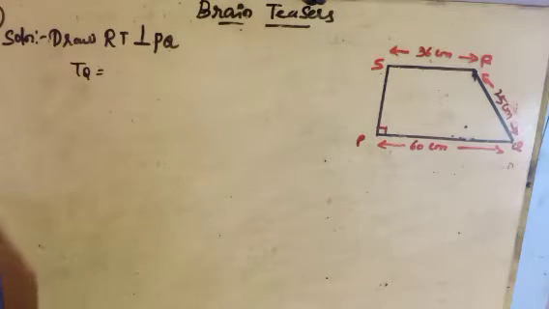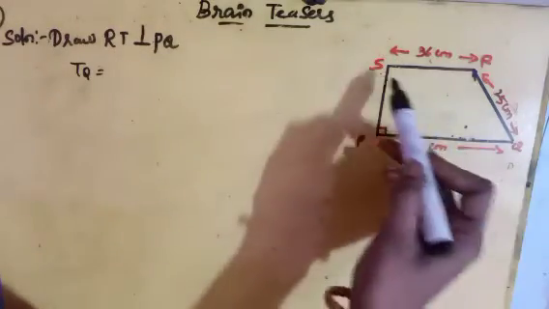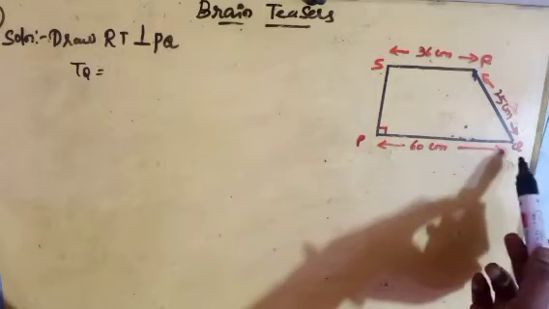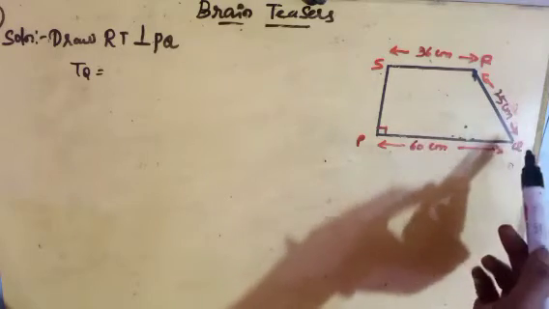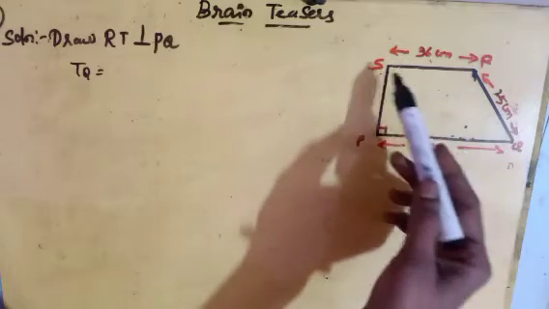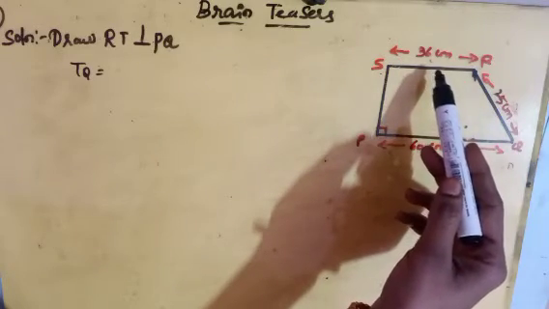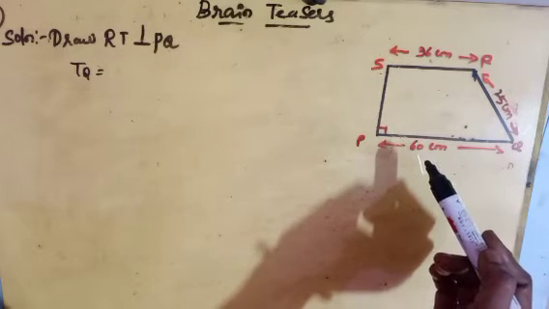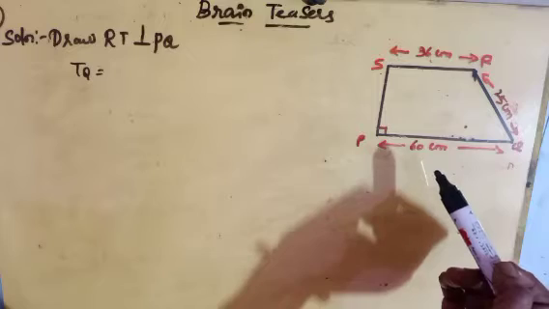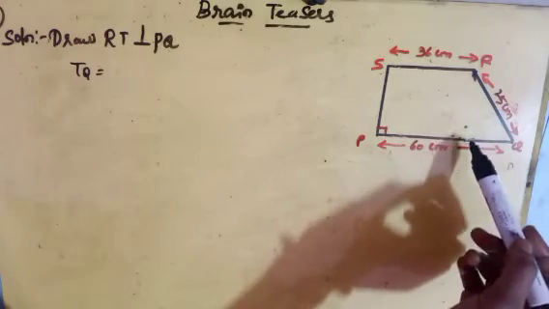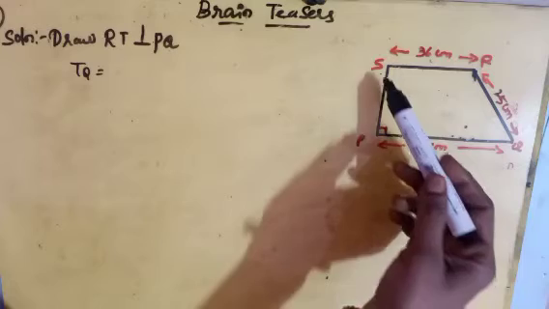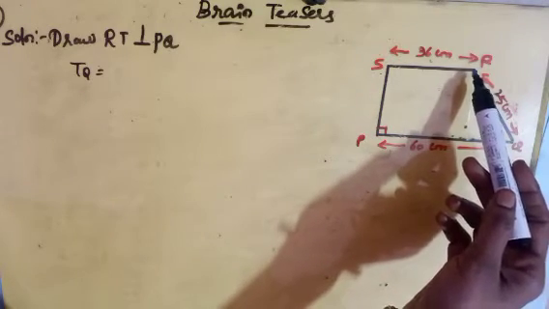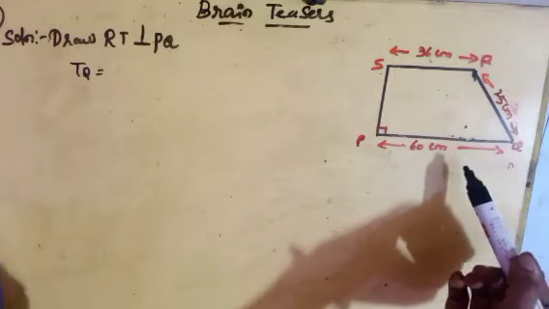PQ is parallel to SR, and SP is perpendicular to PQ. The value of PQ is given, that is 60 cm, the value of RQ is 25 cm, and SR is 36 cm. What we have to find is the area of the quadrilateral. For that, first let us draw the perpendicular RT to the base PQ, in the same way as SP is perpendicular to PQ.